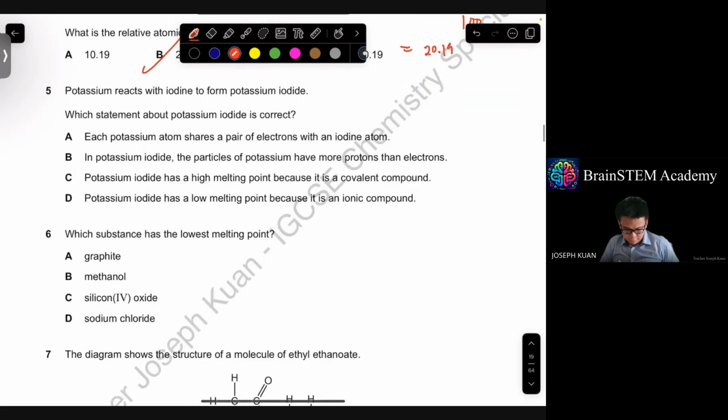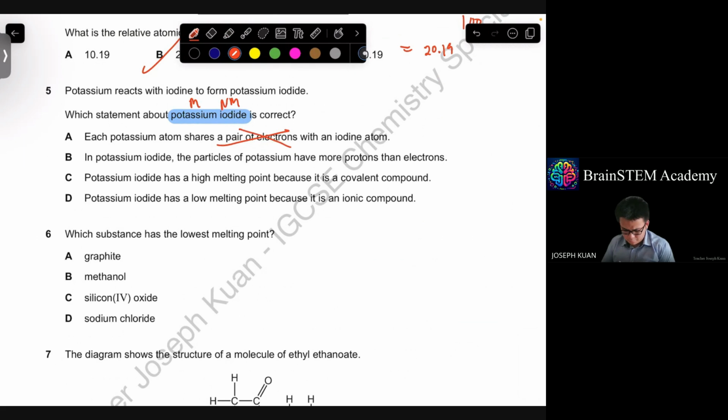This one, potassium reacts with iodine to form potassium iodide. Which statement about potassium iodide is correct? So we must know that this is an ionic compound, given that it has a metallic element and a non-metallic element. So it will not share a pair of electrons, as this is a covalent compound statement.